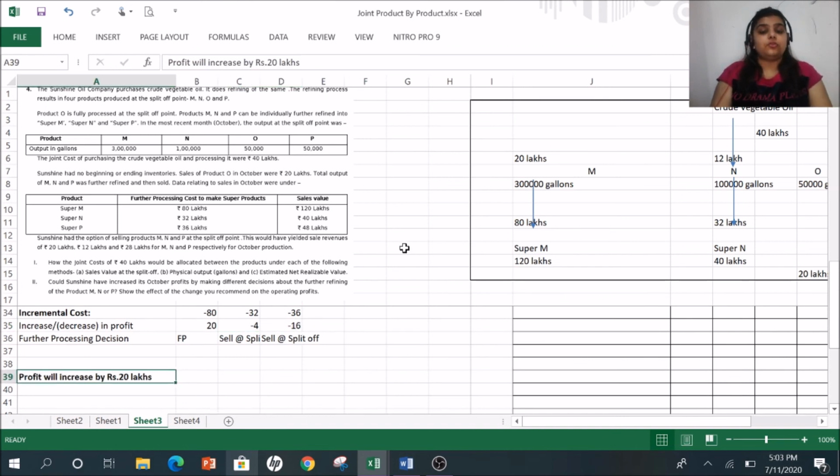So this is the solution for this question. I hope now you are comfortable with joint products and byproducts. In my next video, we are going to take a very lengthy question on the gross margin NRV method. Stay tuned.